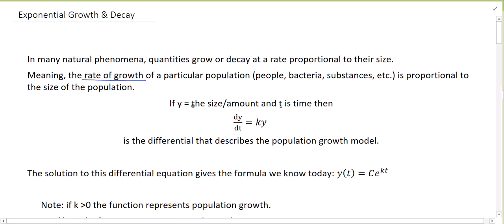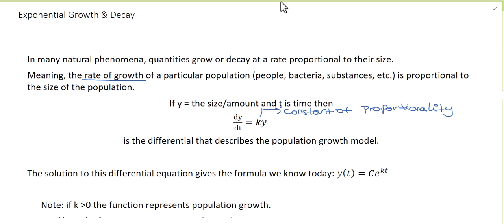If we have y equals the size or the amount of the population and t is time, then the rate of growth, the population is changing with respect to time. So dy/dt is equal to k times the size of the population, y, where k is the constant of proportionality. This is what we call a differential equation. In Calc 2, you're going to learn how to solve this differential equation.